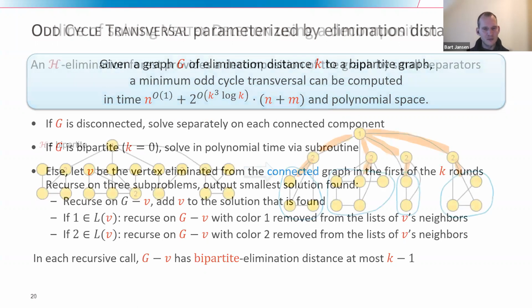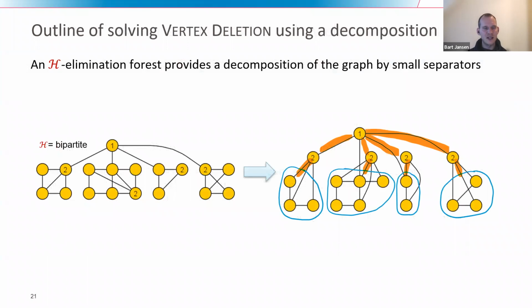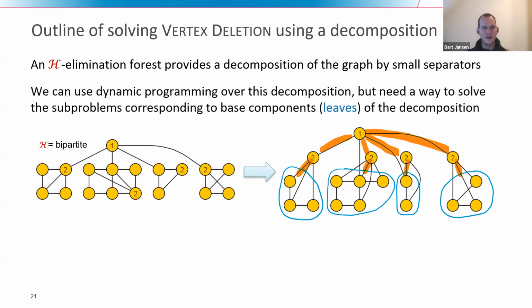Let me very briefly give you a sketch of what the ideas are in general, because this was the lucky fluke that happened for odd cycle transversal because its compression problem is polynomial time solvable. In general, if you have this elimination forest, it gives you a way to decompose the graph into pieces which are either small or belong to your target class already. We can try to use this decomposition to do dynamic programming, but then we have some issue that comes up when we want to handle the base components, which are large graphs, which belong to our target family.